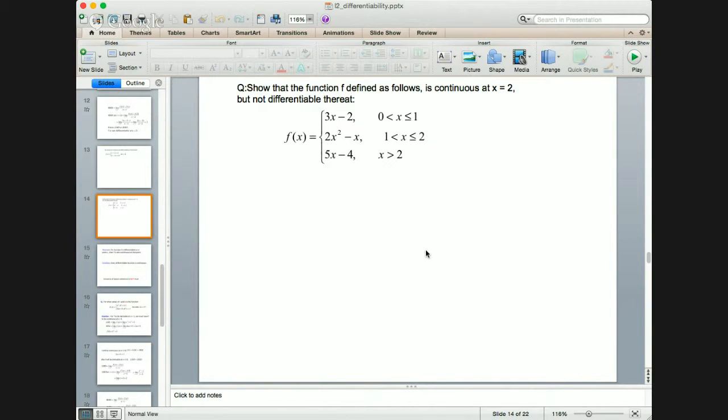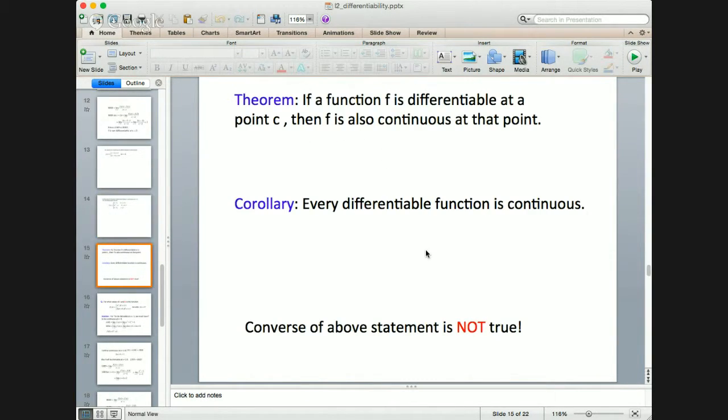As we have progressed today in the lesson, both in the concepts and in these problems as well, the concept of continuity and differentiability is coming together. There is a very important, significant result which says that if a function is differentiable at a point c, then f is also continuous at that point. A corollary of that would be that every differentiable function is continuous. But the converse of this statement is not true.